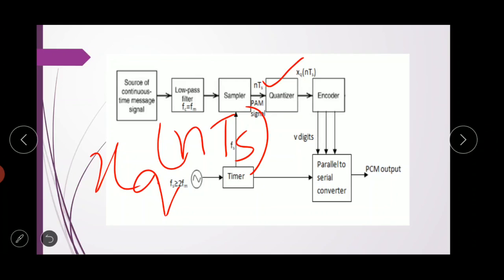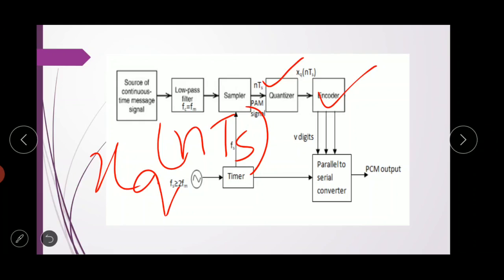Then the quantized signal is given to the encoder. This encoder converts the input signal to digital binary bits. Thus the quantized signal is converted to binary bits. This encoder is also known as a digitizer, as it converts the signal to digital value.